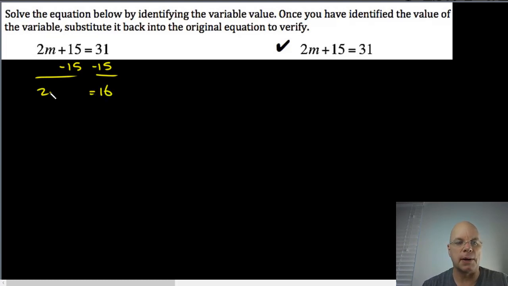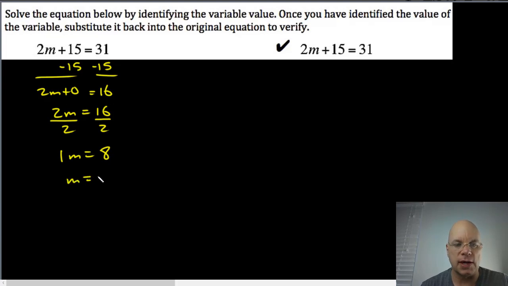And this is 2m plus 0. That's the additive identity. That's the additive inverse. When you add opposites, you get a sum of 0. This is the additive identity. 2m plus 0 is 2m. And then we'll divide both sides by 2. Again, property of equality. 2 divided by 2 is 1. When you multiply reciprocals, dividing by 2 is the same as multiplying by a half. So when you multiply reciprocals, you get a product of 1. That's the multiplicative inverse. So 1m equals this quotient, which is 8. And so m equals 8. 1m is m. That's the multiplicative identity.